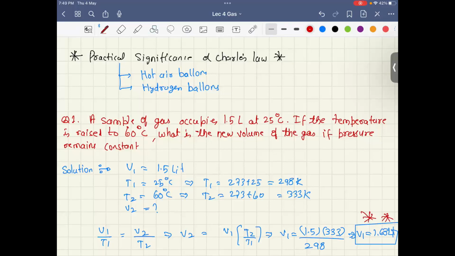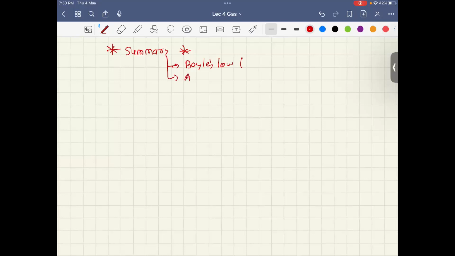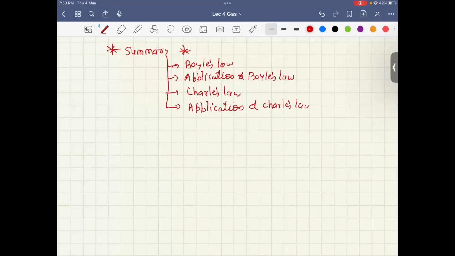So in summary, in this class, we have seen Boyle's law, its application, Charles law, and its application. We have also solved some examples. In the next class, we are going to see Gay-Lussac's law, that is the pressure temperature relationship, and Avogadro's law, that is nothing but the volume versus number of moles relationship. And then we are going to combine all these relationships and generate an equation which is called the ideal gas equation.